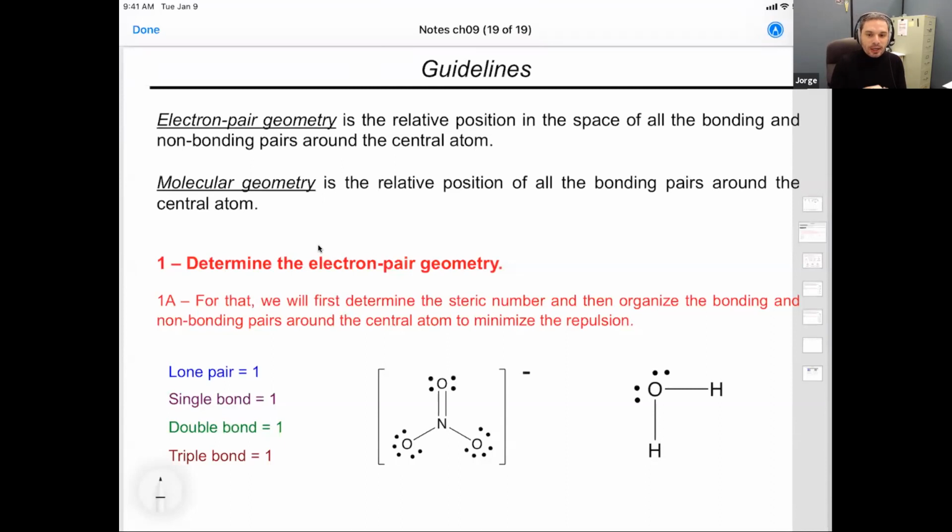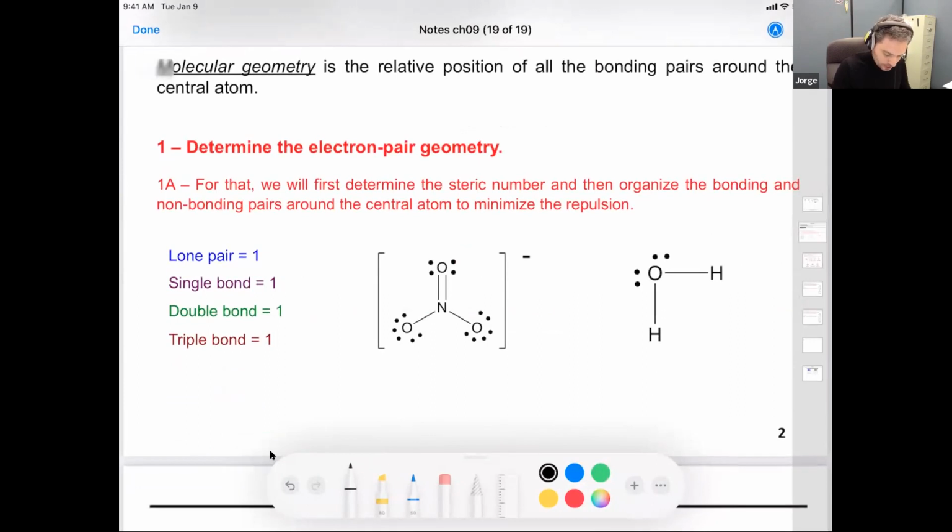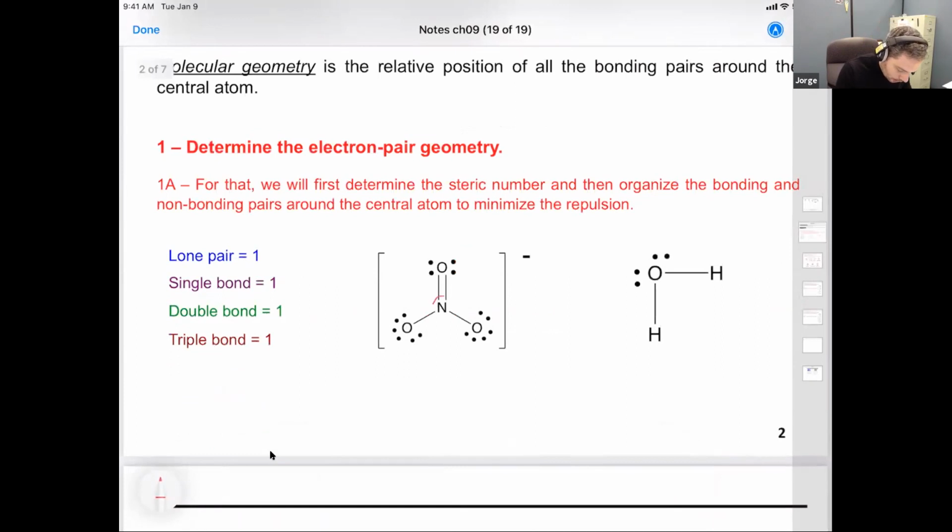To determine the steric number around the central atom, if there is a lone pair, we will consider it as 1. Single bond we will consider as 1, double bond 1, and triple bond 1. The steric number is going to be the sum of everything that's around the central atom. Okay, so let's do here two examples. First one for the nitrate and the second one for the water geometry. The goal here is first to determine the steric number around the central atom. Okay, so let's start with the nitrate. For the nitrate, I'm looking at the steric number for the nitrogen, because that's the central atom.